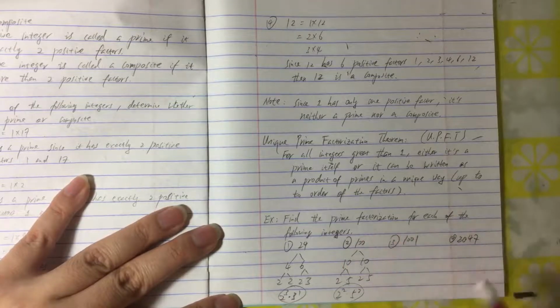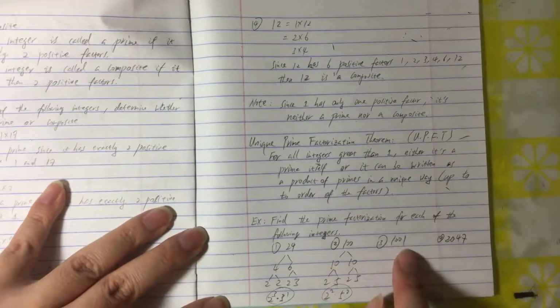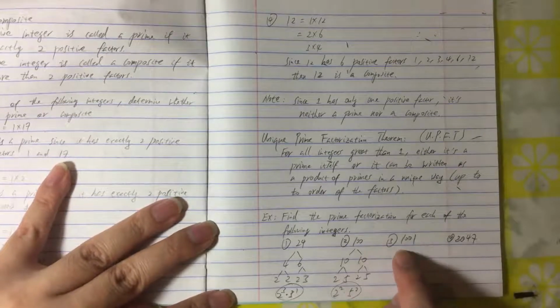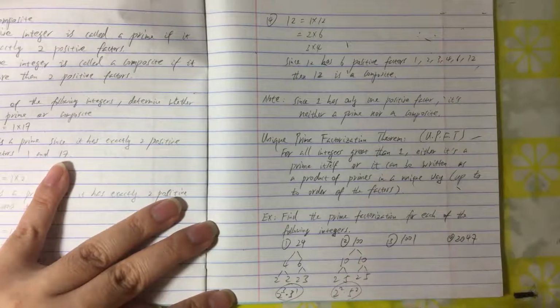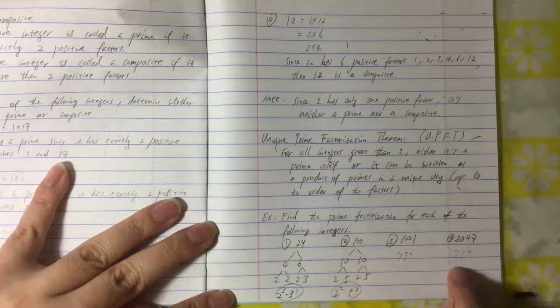Next, how do we find the prime factorization for 1001? This number is very big. What can we do? How about this number? This number is also very big. How can we find the prime factorization for these two numbers?